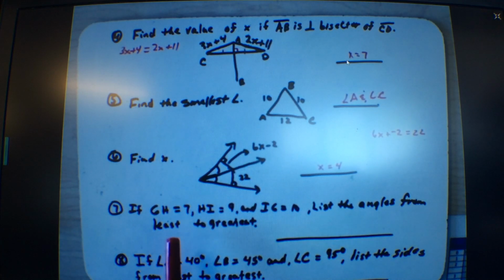Let's take a look at the next one, number 7. If GH equals 7 and HI equals 9 and IG equals 10, list the angles from least to greatest. Okay, now, what should you do? Draw it. Okay, so why don't you draw it and list those sides? What is that? 10. Yep.